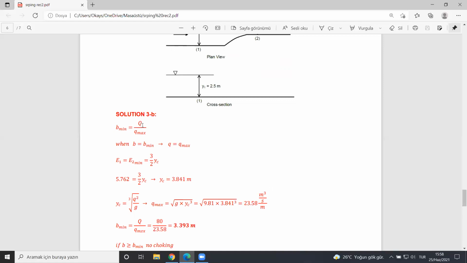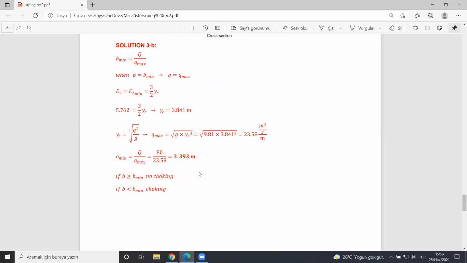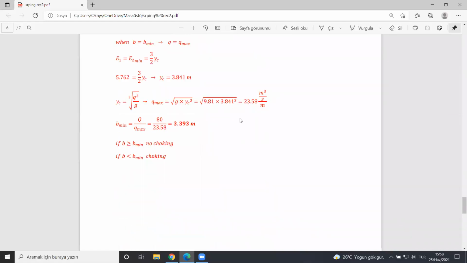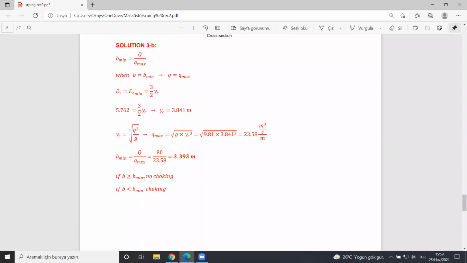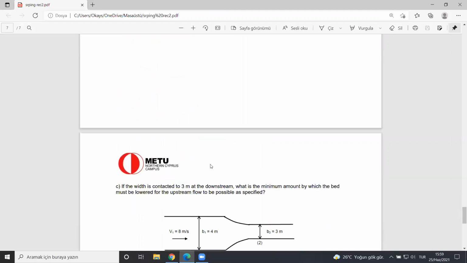We know discharge was 80. We found our q max. Now we can easily calculate our b minimum. So 80 divided by this q value, it will be equal to 3.393 meters. So if we choose our channel width more than our b minimum, there will be no choking. If we select it less than this b minimum, there will be a choking. This was the part B.